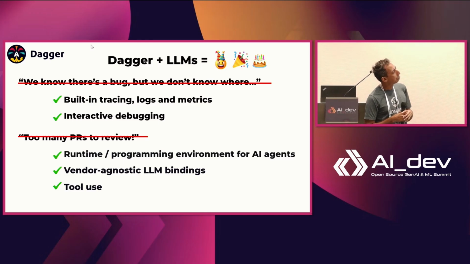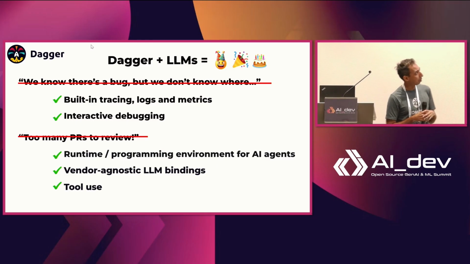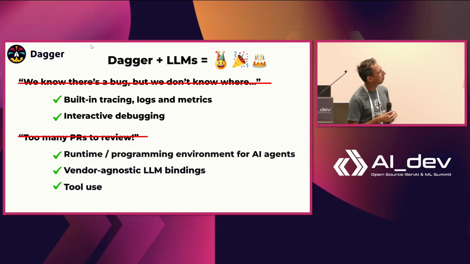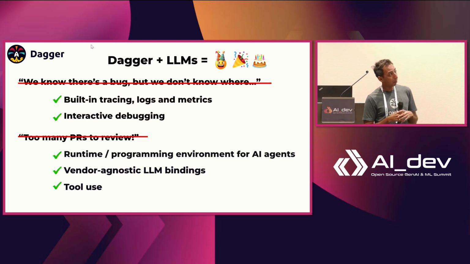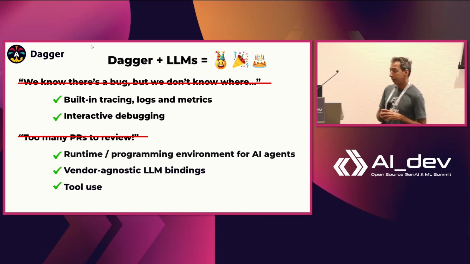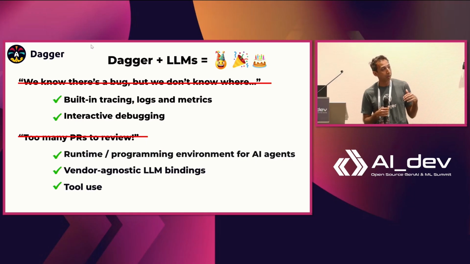Too many PRs to review. That was also one of the problems that we've seen. And as I mentioned, what we have is we have LLM integration now, so you can actually add an agent into your software workflow.